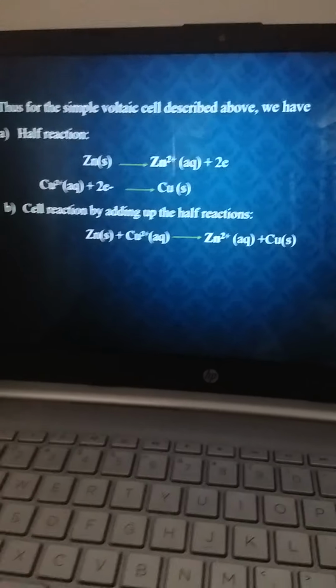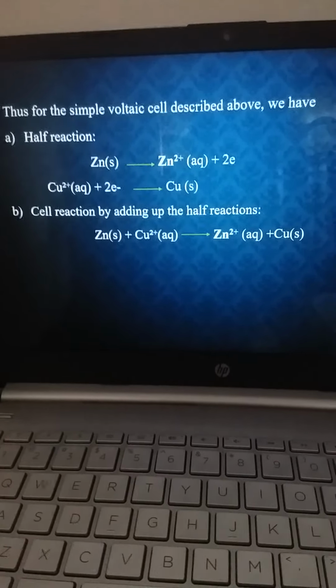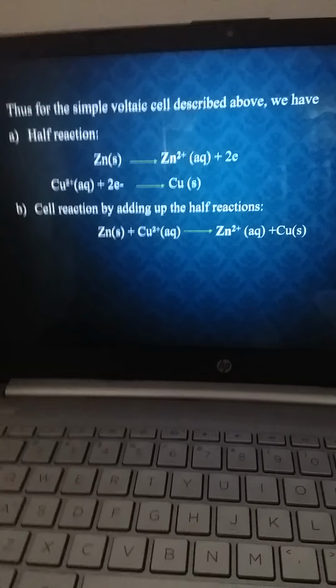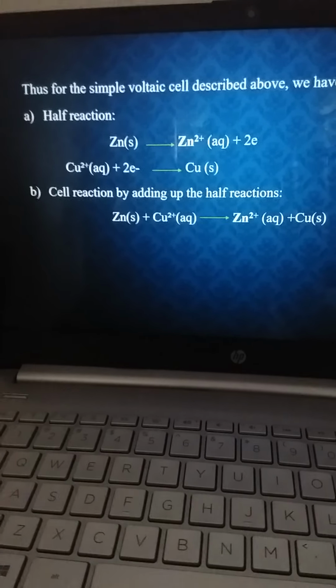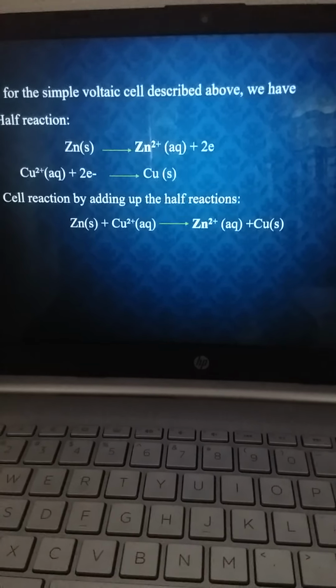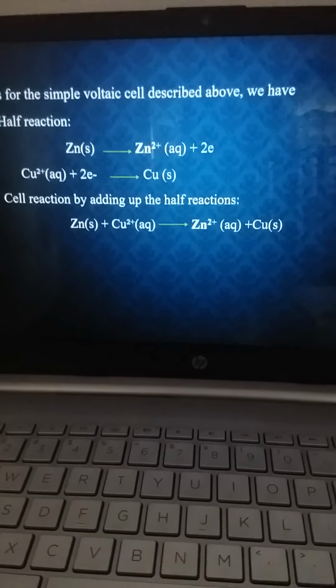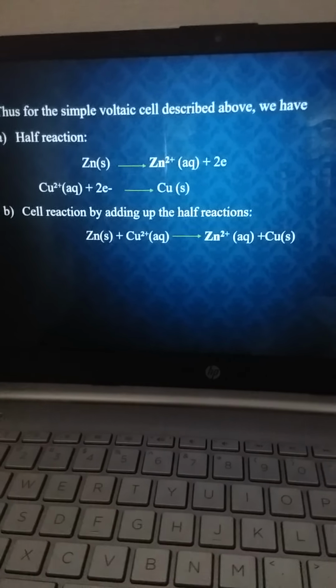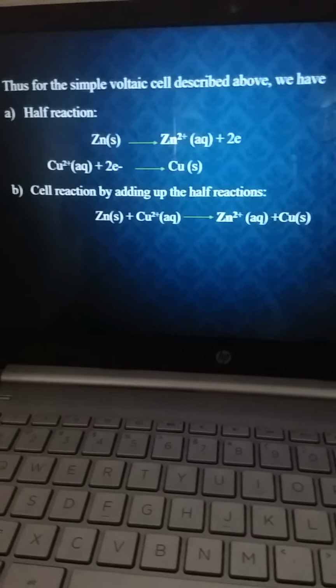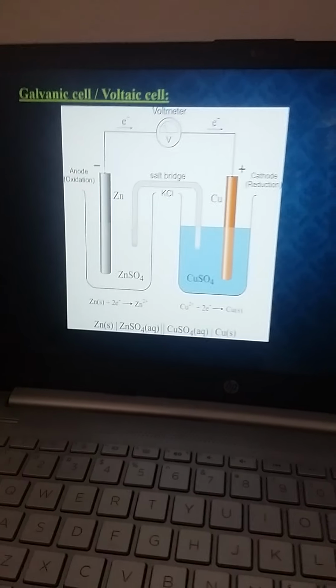Next we will see the cell reaction by adding up the half reactions. On adding these two reactions you will get zinc plus Cu2+ ion giving Zn2+ and copper. This is about cell reactions.